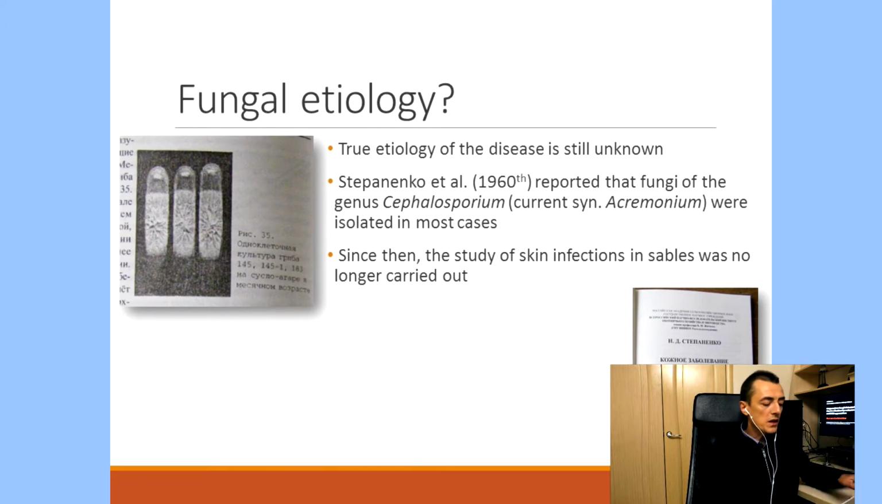An important question is what is the main cause of the pathology? Despite the long history of the disease, true etiology is still unknown. The first mycological study was performed more than 60 years ago, and this study revealed high occurrence of Acremonium fungi in the majority of affected sables. So Acremonium was judged as a causative agent of the disease, but no confirmative studies were performed in the subsequent 60 years. Next, please.